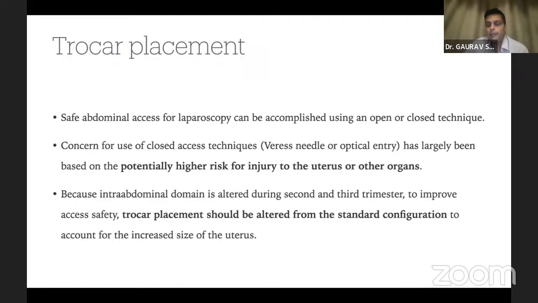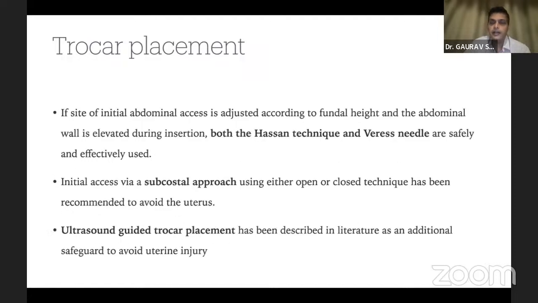So palpation of the uterus, seeing where the fundal height is, and adjusting your trocar. There is no real fixed position of the trocar. In the first trimester, if it's 8 or 10 weeks, then doing an umbilical is fine. But I think as the pregnancy goes into the second and third trimester, a supraumbilical primary port is a must.